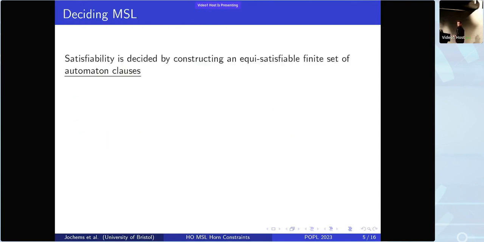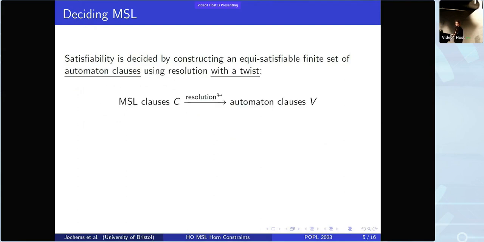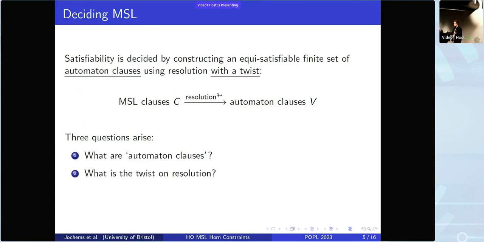So how do we decide satisfiability for MSL? Well, we start with a set of clauses and construct an equisatisfiable set of automaton clauses using a specific kind of resolution. So of course you might question, what are automaton clauses? What's this resolution? And why on earth would that be decidable? I'll go through all these questions as I go.